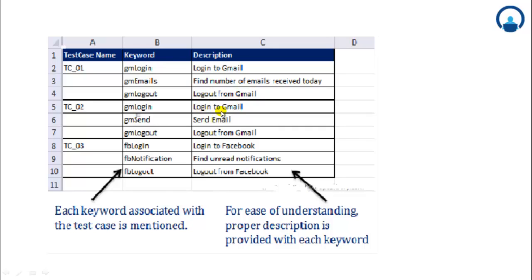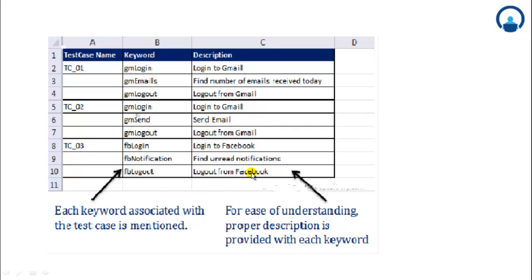Similarly, test case 2 has log into Gmail, send some email, and then log out from Gmail. The third test case has the functionality log into Facebook, find unread notifications, and log out from Facebook. So basically, what we do is first write down the test cases in an Excel sheet and then break down the test cases according to the functionality. As you can see, I've broken down three test cases on the basis of the functionality.